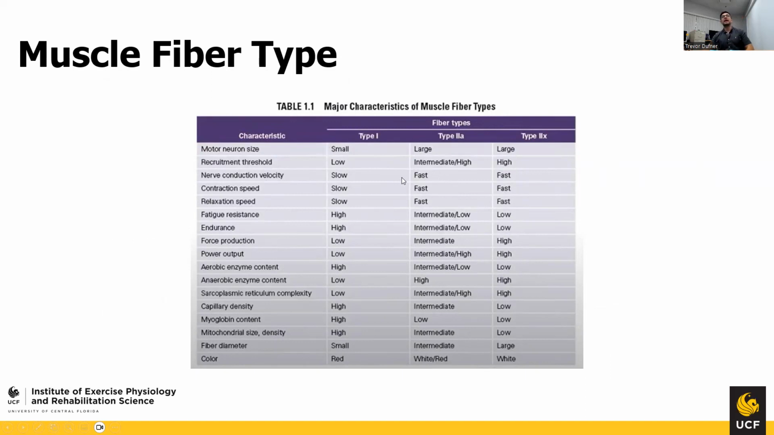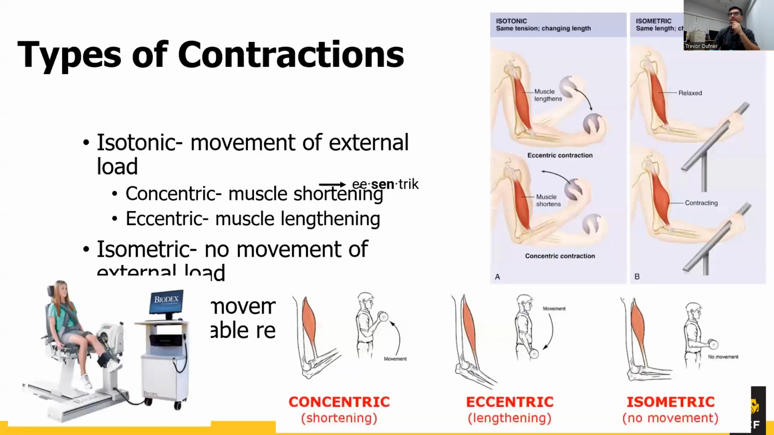Essentially, you can think about them as being kind of opposite of each other. Type 2X fibers are going to be the opposite of type 1 fibers. Motor neuron size is large versus small. Then you come down here and look at their power output, low versus high, or contraction speed, slow versus fast. And then this intermediate fiber is going to be in between all of those things. Hence, again, saying that they're on this continuum, and these just happen to be the categories that we have carved out of that continuum.